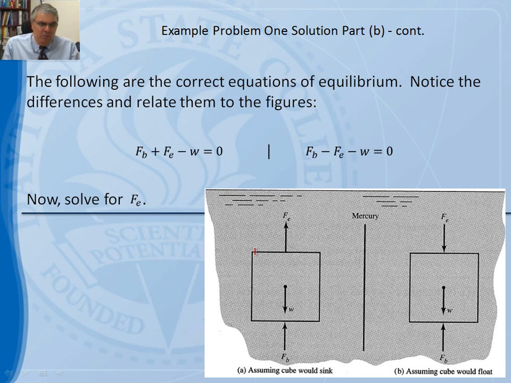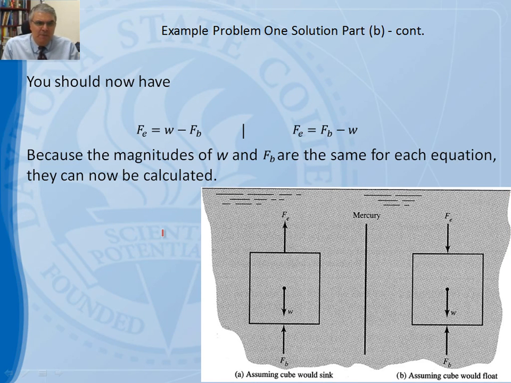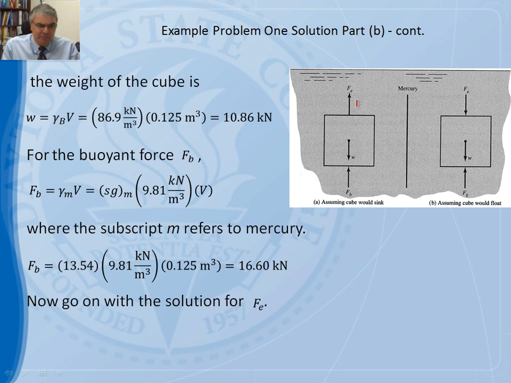So we can solve the equation as F sub B plus F sub E minus W set to 0, or F sub B minus F sub E minus W is 0, and solve for F sub E. If it turns out that the sign is negative, that means the original direction was not correct, and we need to go ahead and change that. So we have now F sub E is W minus F sub B, or F sub B minus W.